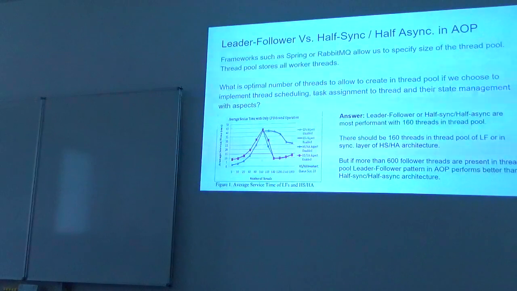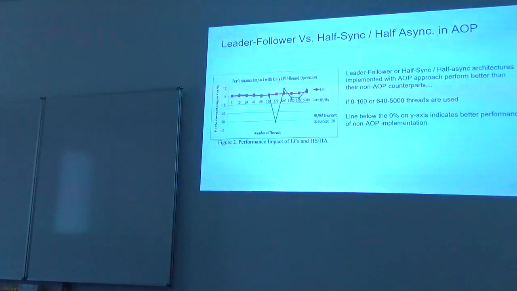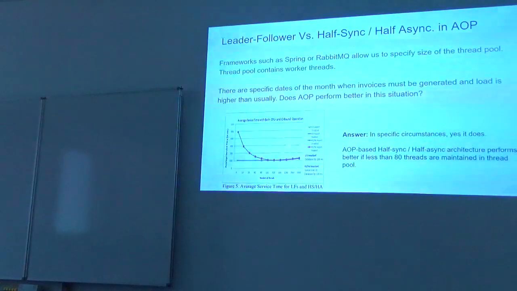As you can see in this case, AOP-based leader follower or half-sync, half-async architectures are performing basically the same, with about 320 threads managing the pool. That is the edge case. But half-sync, half-async architecture performs better if a small number of threads is being managed in the thread pool. And these are the parameters which you can choose on your own, because frameworks allow you to do that.